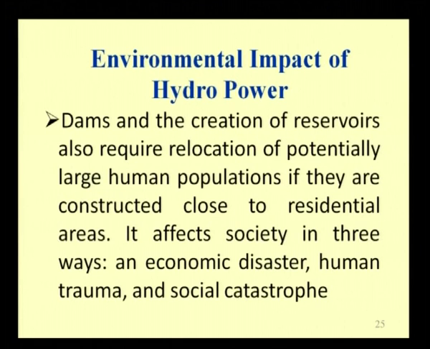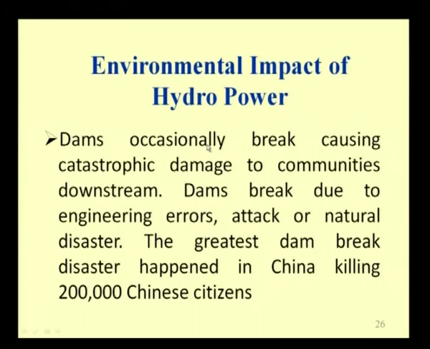Dams and the creation of reservoirs also require relocation of potentially large human populations. If they are constructed close to residential areas, it affects society in three ways: the economic disaster, the human trauma, and the social catastrophe. So, in that way also it is affecting the population. And sometimes dams break, causing catastrophic damage to communities downstream. Dams break due to engineering errors, attack or natural disaster. The greatest dam break happened in China, killing 2 lakh people, and this is also one environmental disaster.